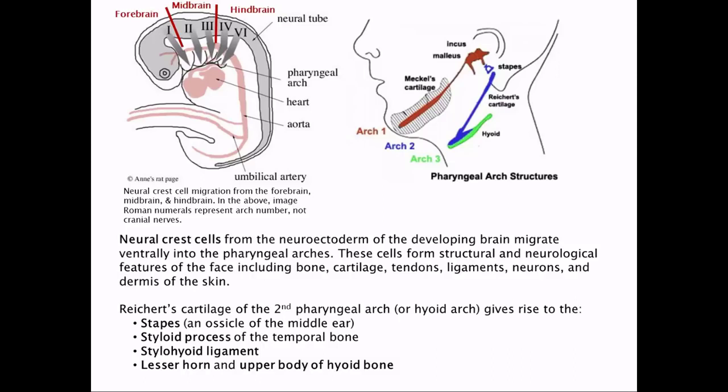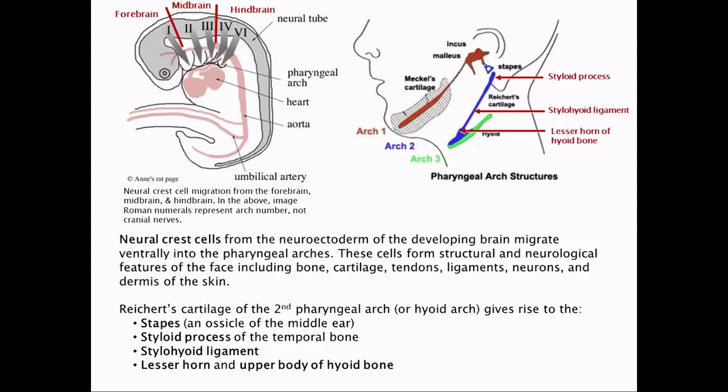In blue is Reichardt's cartilage of the second pharyngeal arch that gives rise to 3 bony structures. It gives rise to the stapes, a small bone in the middle ear cavity. It also gives rise to the styloid process, extending from the temporal bone, and gives rise to the upper body of the hyoid bone, including the lesser horn. Spanning between the lesser horn of the hyoid bone and the styloid process is the stylohyoid ligament, which is also derived from the second pharyngeal arch.